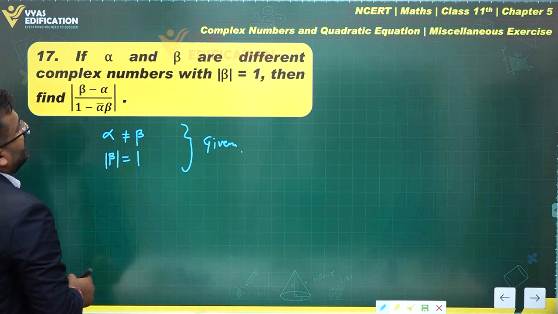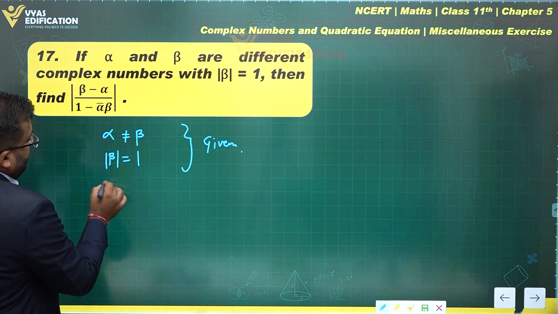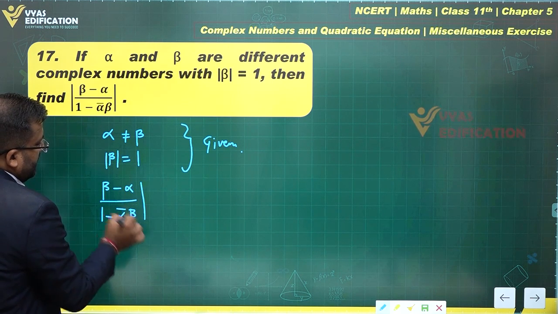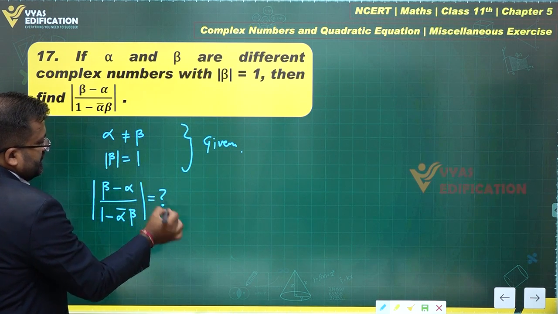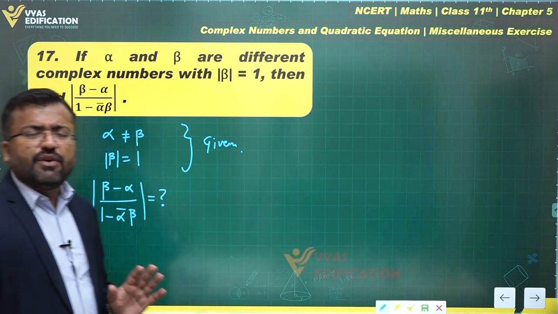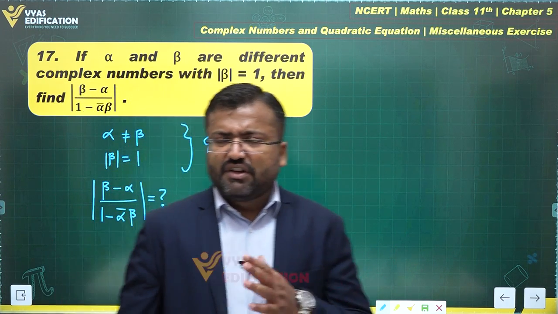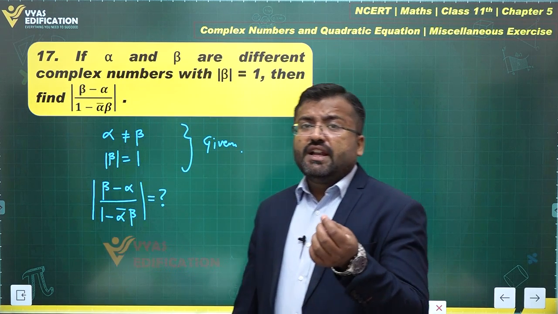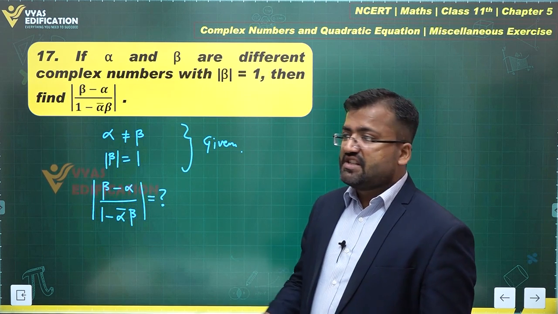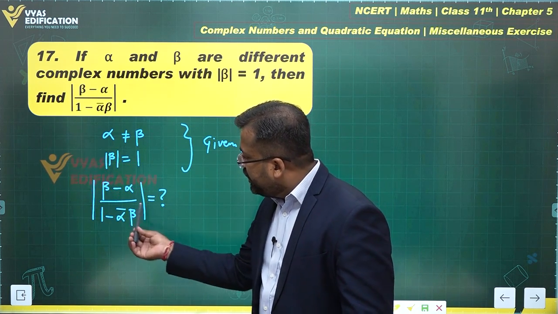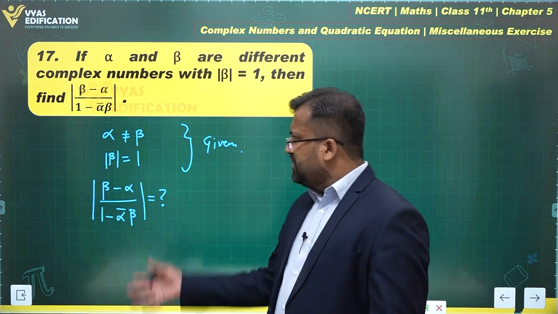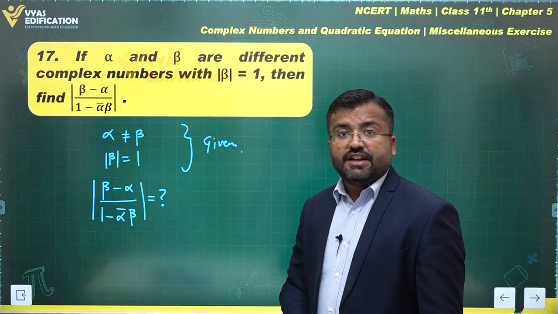We are supposed to find the modulus of beta minus alpha over 1 minus alpha bar beta. As you can clearly observe, there's not much information given about alpha in the question. Only a little bit of information is given about beta, that its modulus is 1, and we are supposed to find this complicated expression somehow. How do we go about approaching this kind of question? Let's talk about this one.